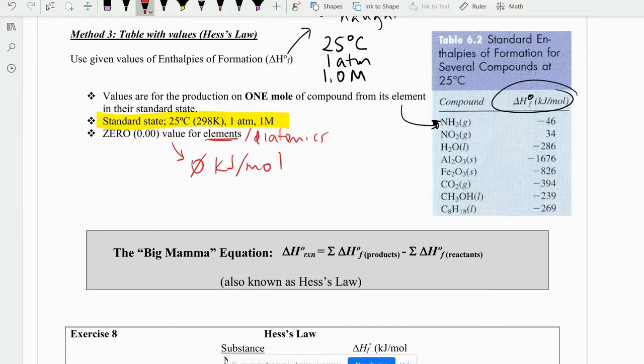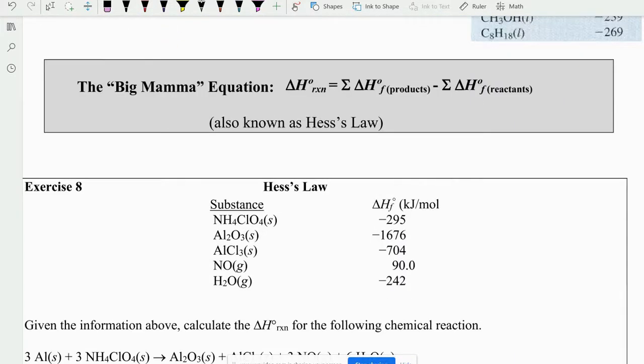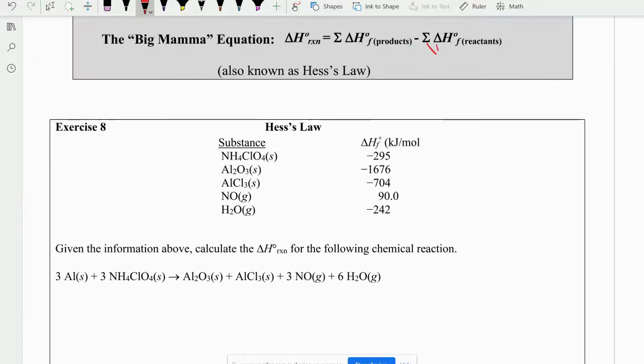Okay, that's important to know when you're doing your calculations, and you'll see here in just a second what I mean. Okay, let's take a look at Hess's law, the equation. If you see here, it's literally defined as the change in enthalpy at standard conditions for any reaction is equal to the sum of enthalpies of the products minus the sum of enthalpies of the reactants. Don't forget, when you see these symbols, it means sum of.